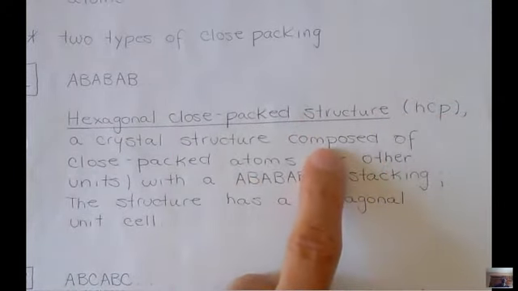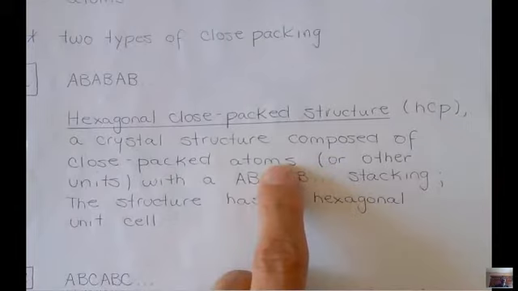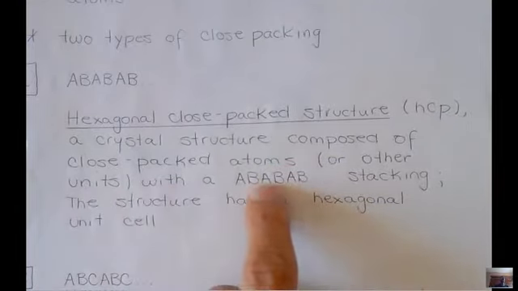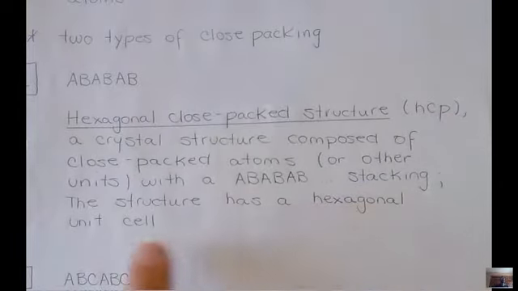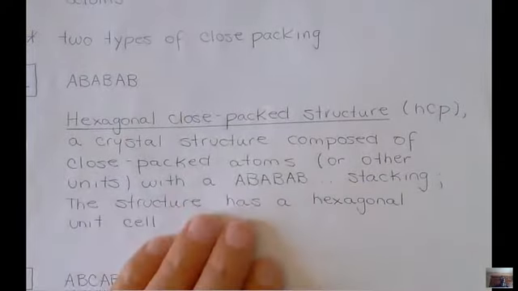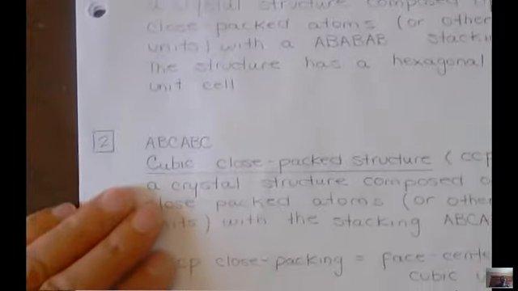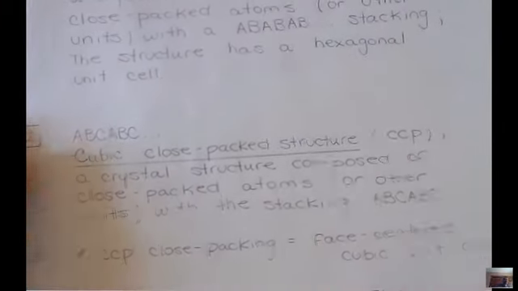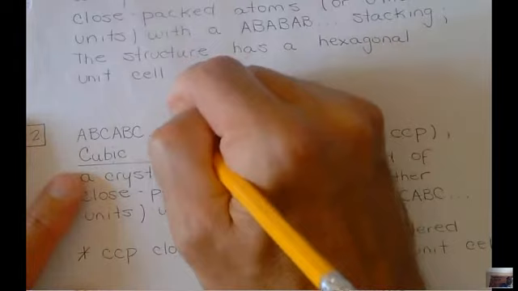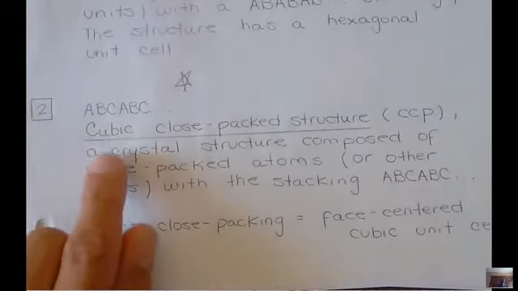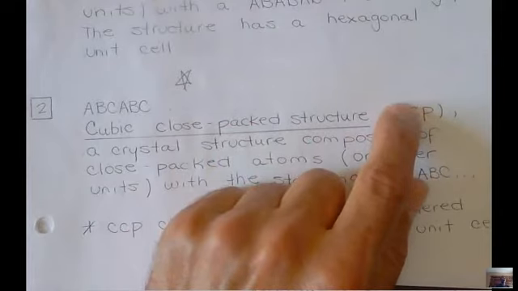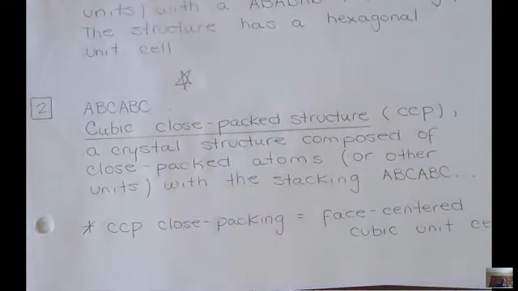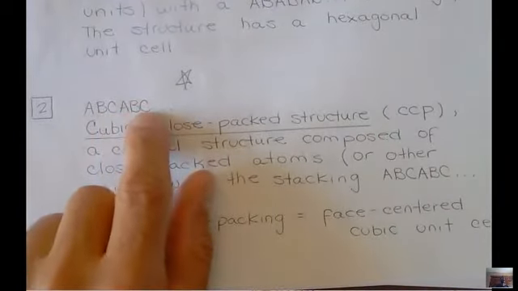It's a crystal structure composed of close packed atoms or other units with an AB, AB, AB stacking. The structure has a hexagonal unit cell. Well, this is common, but not as common as this one. This is the one I want you to remember. The ABC packing is what we just looked at. It is a cubic close packed structure, okay? You are going to get a face-centered cubic unit cell when you have A, B, C packing.